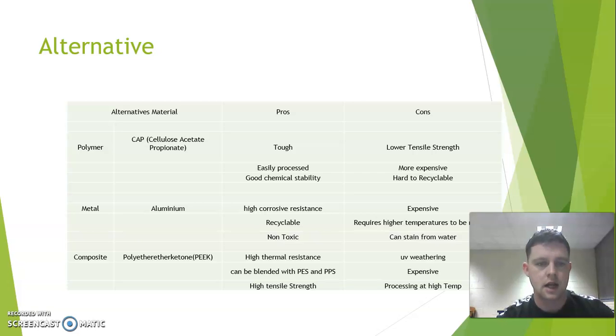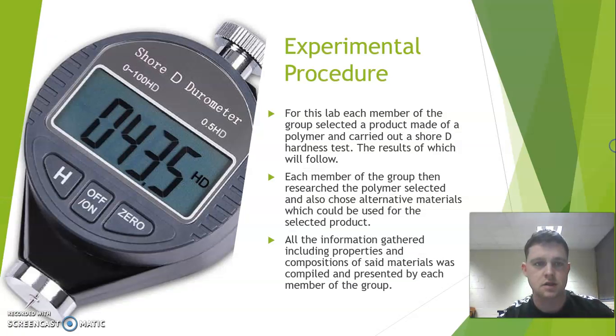For a metal, aluminium could be used, which is becoming more popular. It has high corrosion resistance, it's recyclable, and it's non-toxic. However, it's expensive, requires higher temperatures to be molded, and can stain from water. A composite is polyether ether ketone, I think, PEEK. It has high thermal resistance, can be blended with PES. It's expensive, with UV weathering and processing at high temperatures.